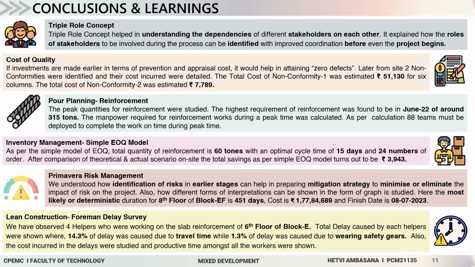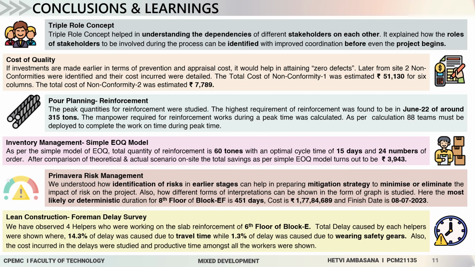Primavera risk management. We understood how identification of risk in earlier stages can help in preparing mitigation strategy to minimize or eliminate the impact of risk on project. Also, how different forms of interpretation can be shown in the form of graphic study. Here, the most likely or deterministic duration for 8th floor of block EF is 451 days. Cost is rupees 1 crore 77 lakh and finish date is 8 July 2023.